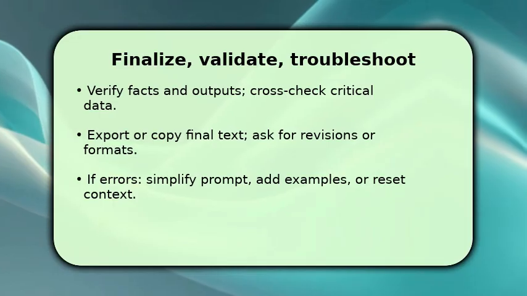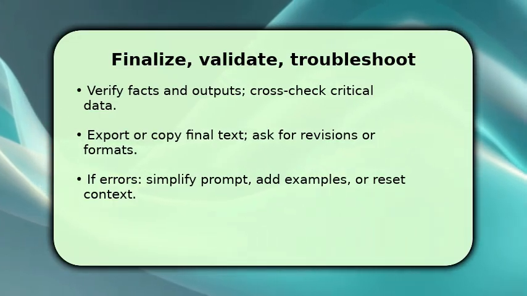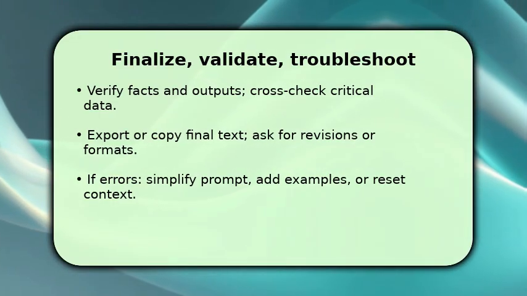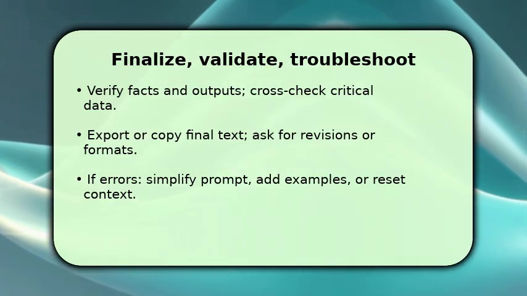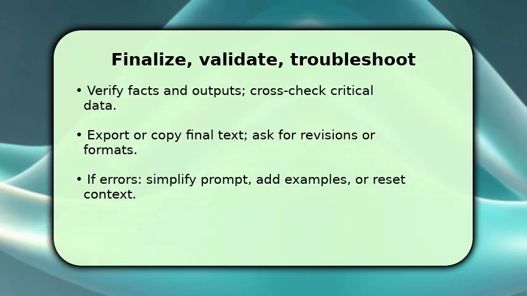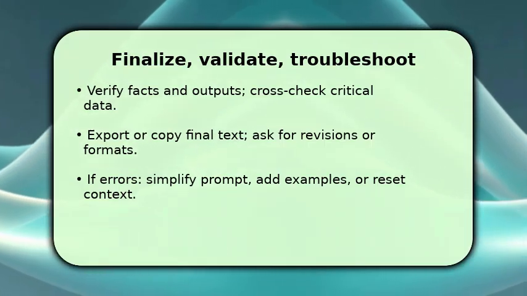If the model goes off track, try a short troubleshooting routine. Simplify the prompt, provide a concrete example, or clear prior chat context and restart. This usually fixes hallucinations and misinterpretations, so you get reliable, usable results.